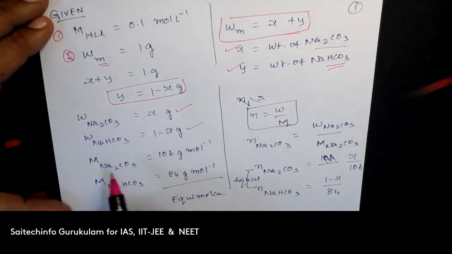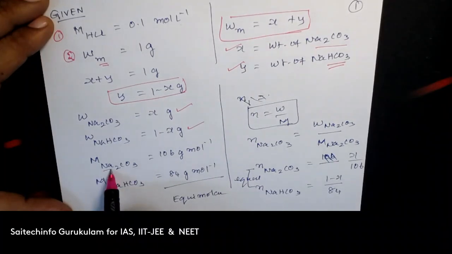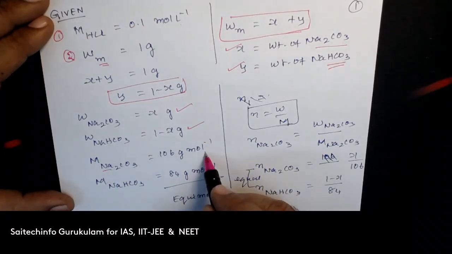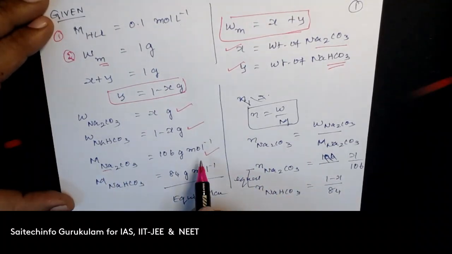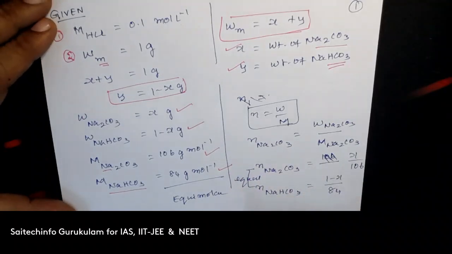Now we have to calculate the molar mass of sodium carbonate. We know the atomic mass of sodium is 23. So 23 into 2, 46, plus carbon 12, plus oxygen 3 into 16, 48. So that gives 106 gram per mole of sodium carbonate. That is the molar mass of sodium carbonate. Similarly, sodium bicarbonate NaHCO3 is 84 gram per mole.